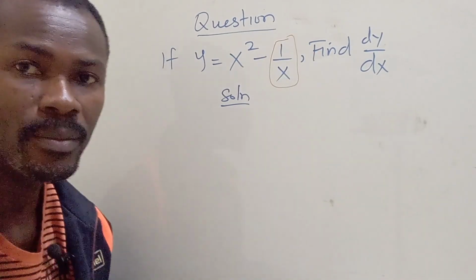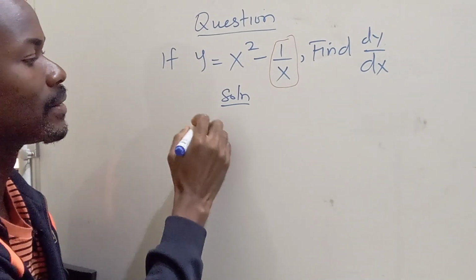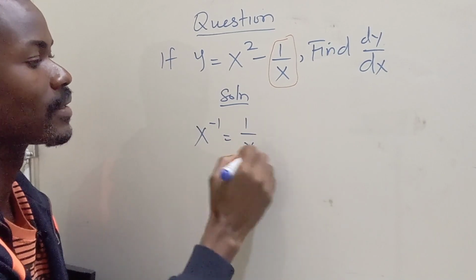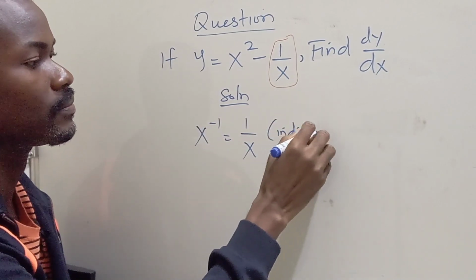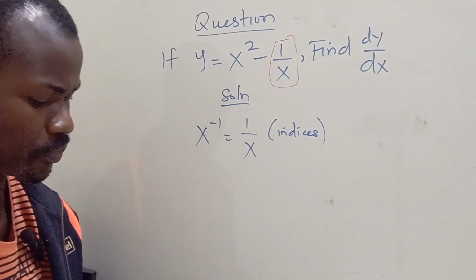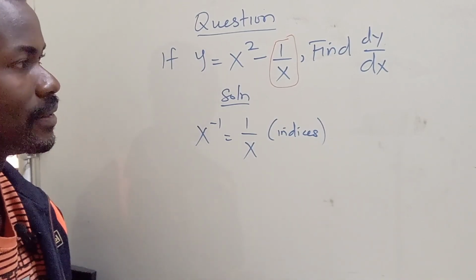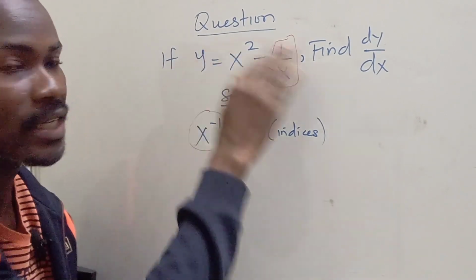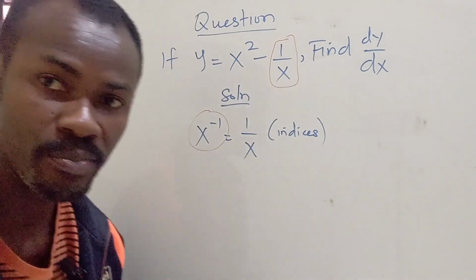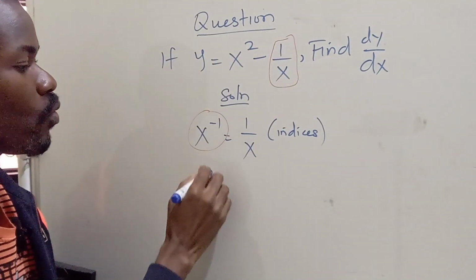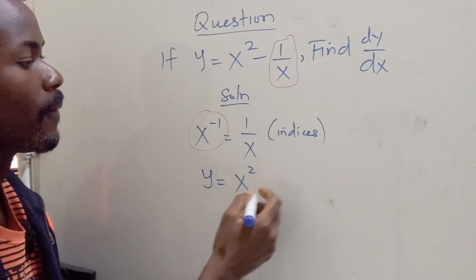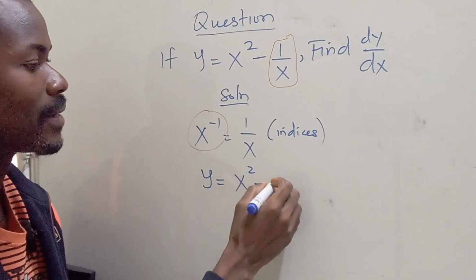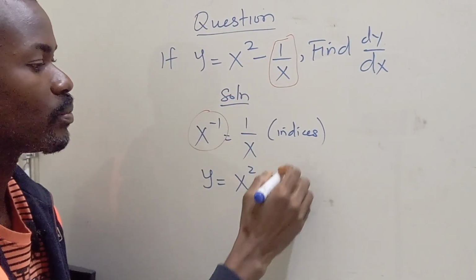Now from our indices, we know that if I have x raised to power minus 1, it means 1 over x. This is from indices. So now I can replace the value of this in this expression. So y is equal to x squared, and instead of 1 over x, we are going to impute minus x raised to power minus 1.